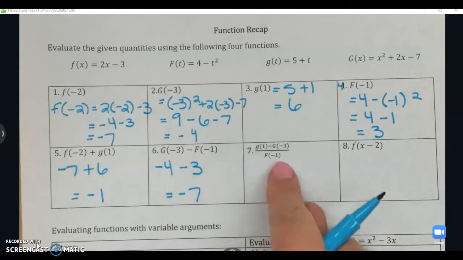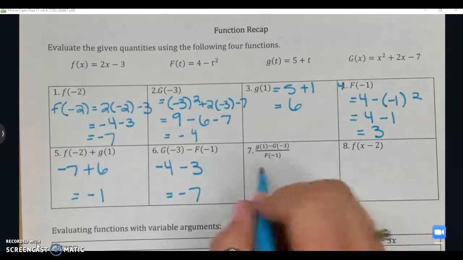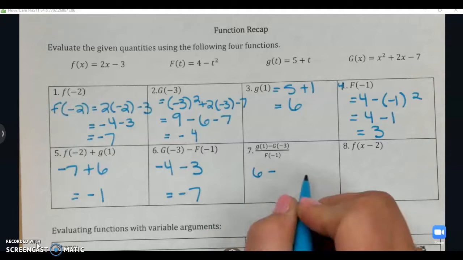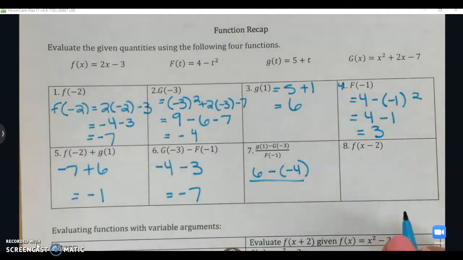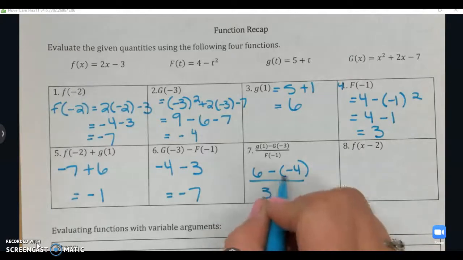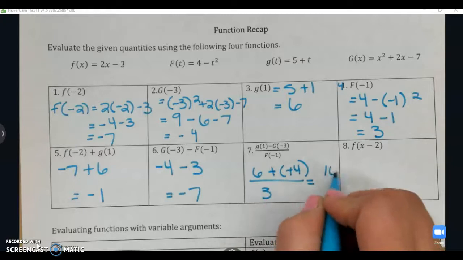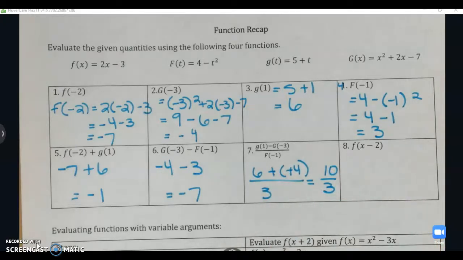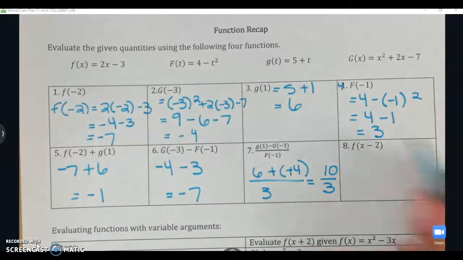Now 7 looks a little more challenging, but again, I already know what all 3 of those values are. I know g of 1 is 6, big G of -3 is -4, and capital F of -1 is just 3. So when I have minus a negative, remember that becomes plus positive, so I'm going to have 10 over 3 for 7. Then on 8, I am plugging in the expression x minus 2 for my function here.